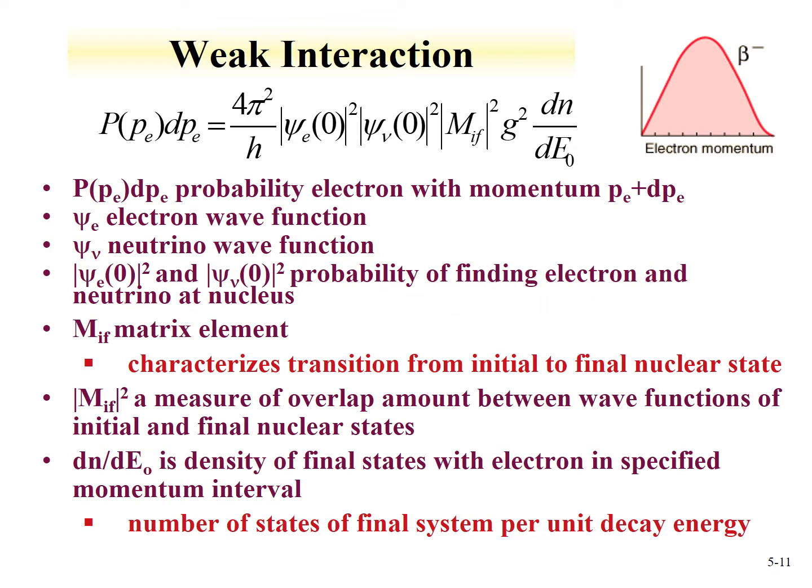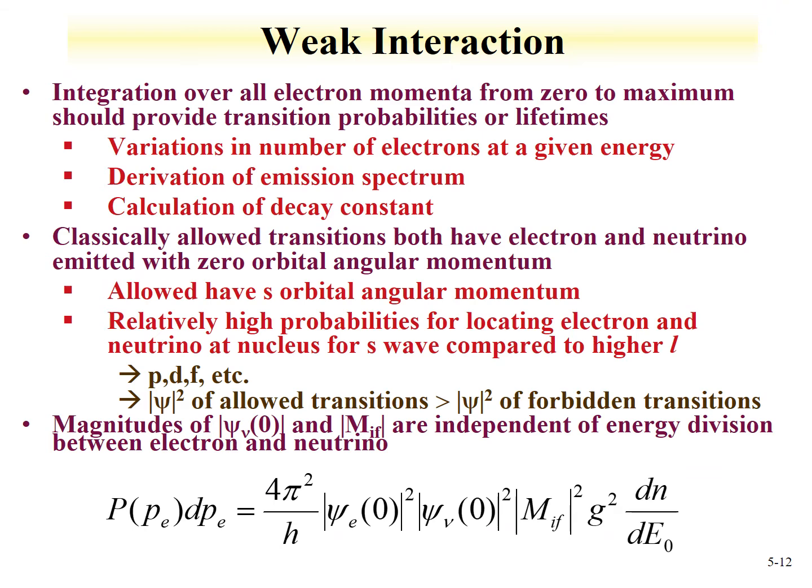We also have something called the matrix element, which is shown here. This characterizes the transition from the initial to the final nuclear state. If I take the absolute value squared of that, it's a measure of the overlap between the wave functions of the initial and final states. So from this equation, I can use the spectral shape, here the spectral momentum, and information about the electron and neutrino wave function to determine something about this matrix element, which gives me overlap information.